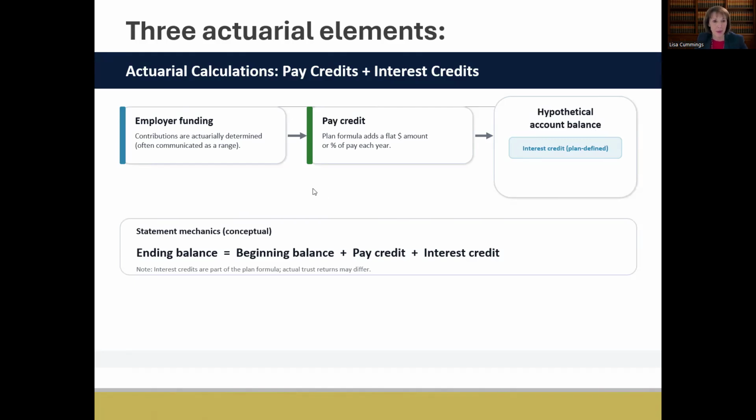So the statement that each plan participant will receive conceptually will reflect their ending balance as of a certain date of the current year, which is equal to whatever the beginning balance was at the first of that year, say, and then adding on the pay credit, which is the employer contribution for that particular employee, and then adding on the interest credit.